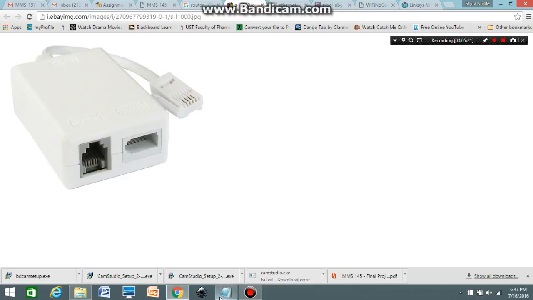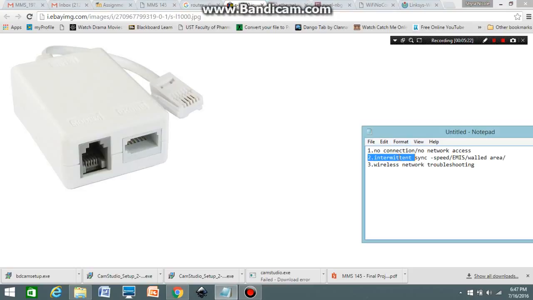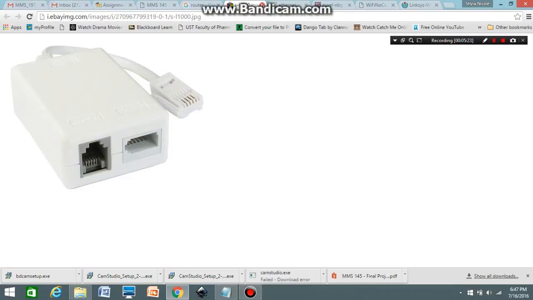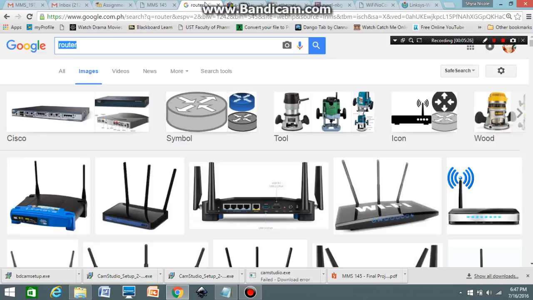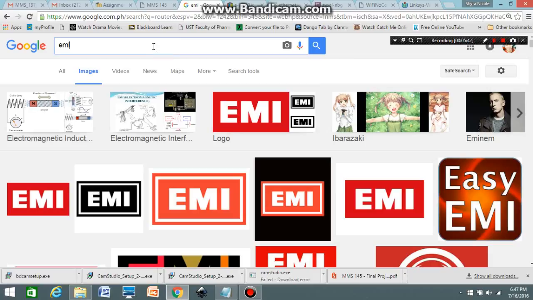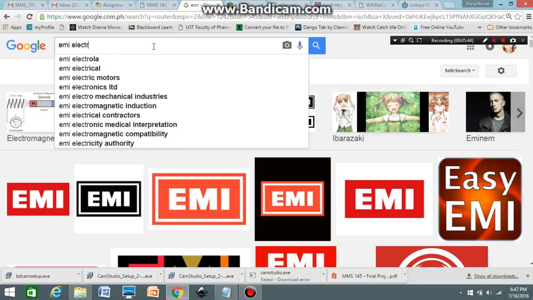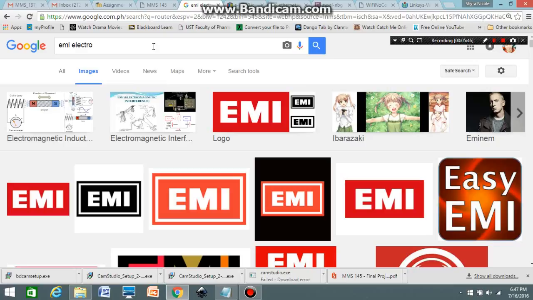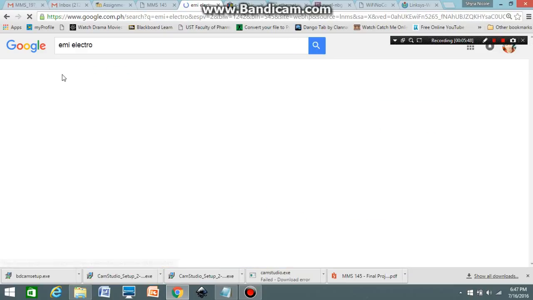Now, moving forward, for intermittent sync or intermittent connection, there are issues that we have to consider. First is if we're using gadgets or appliances that emit EMIs, or electromagnetic interference. When we say EMIs or electromagnetic interference, it means that our connection might be disrupted for a certain period of time.